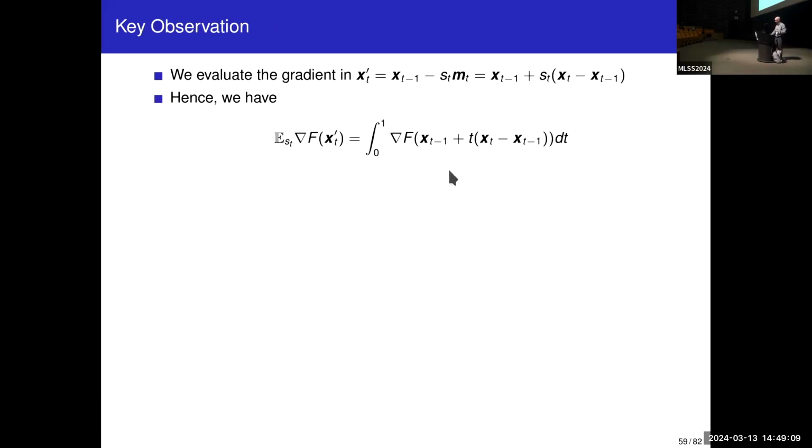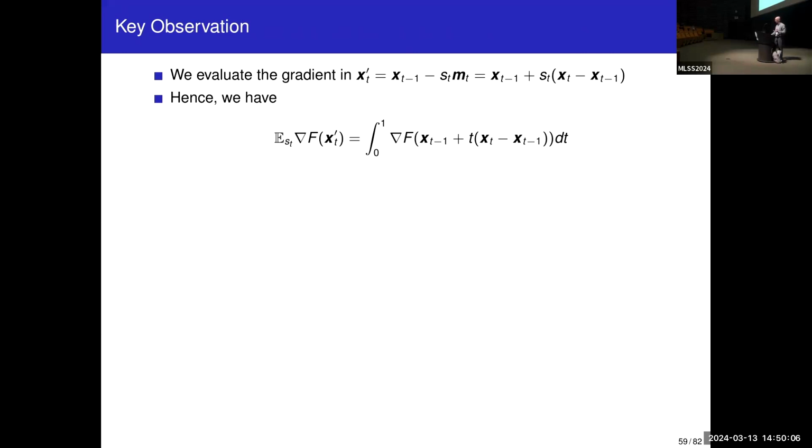I mean, it's new in the sense that it was used in the original paper by Zhang, where we evaluate the gradient in that weird randomization. We can rewrite the weird randomization as m_t, the output of the online convex optimization algorithm, which is also equal to x_{t-1} plus the update that I do. Now, s_t is a random number uniformly distributed between 0 and 1. So if I take the expectation with respect to s_t of the gradient of f at x_t prime, this is the gradient of f at x_{t-1} plus this other term, and then I take the expectation. So it's just the integral between 0 and 1, since this is the uniform distribution. This is the expression of this expectation.